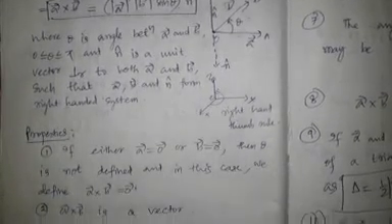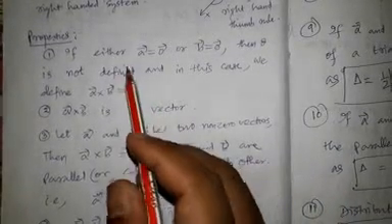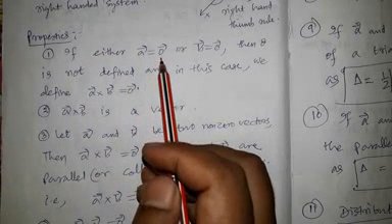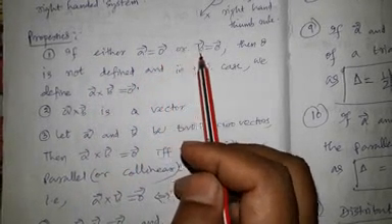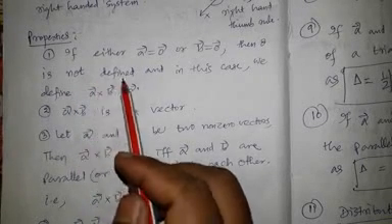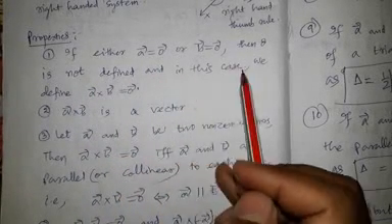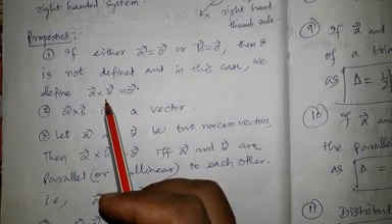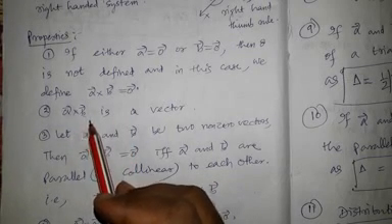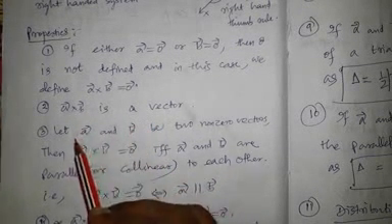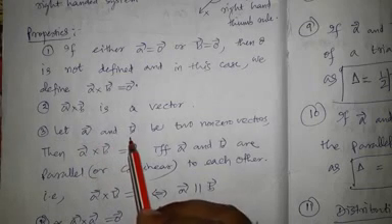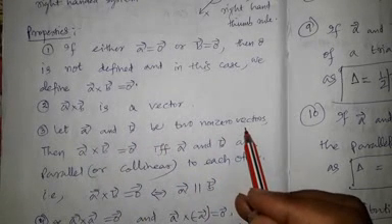Now, properties of vector product. If either A vector is equal to 0 vector or B vector equal to 0 vector, then theta is not defined. And in this case, we define A cross B vector is equal to 0 vector. A cross B vector is a vector quantity. Always it gives vector.